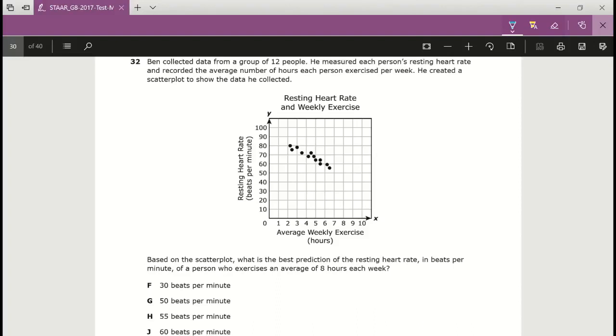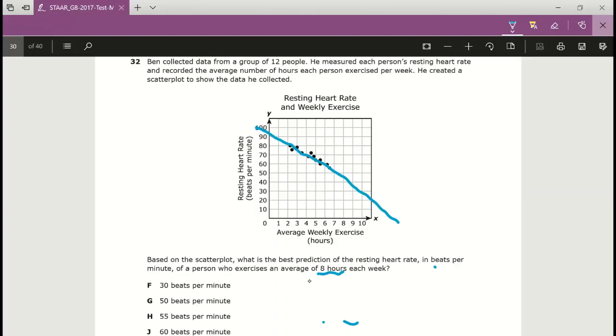You are not given a ruler on the STAAR or the common assessment, so just try to draw as straight of a line as you can. So there we go. I draw a line through the middle of my points as best as I can, and it says, what is the estimate if someone works out 8 hours each week?